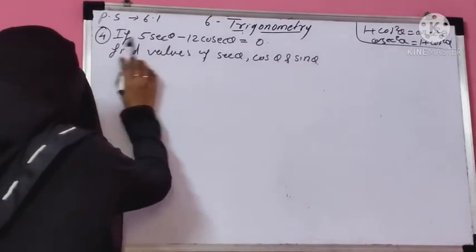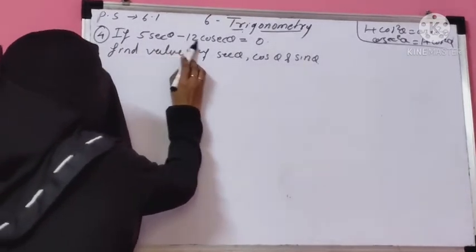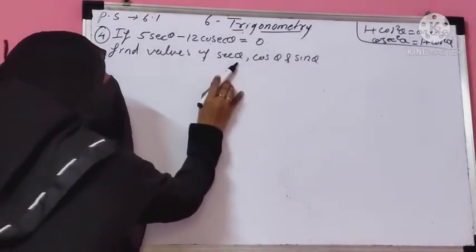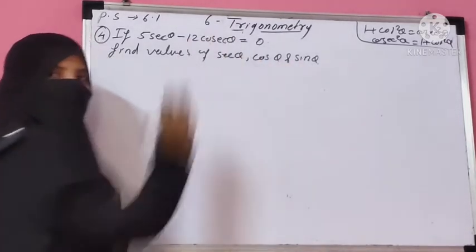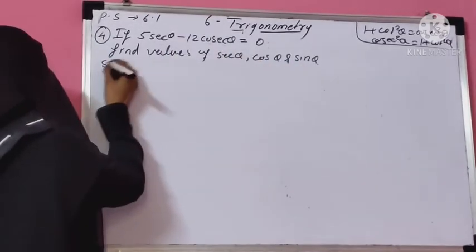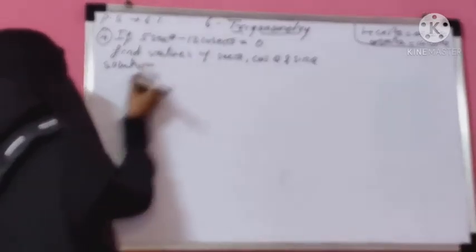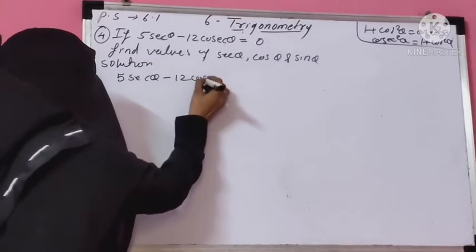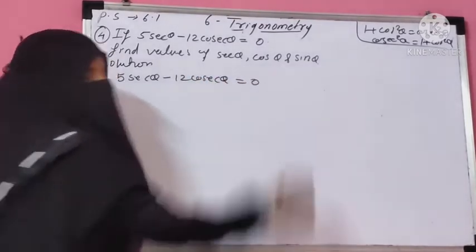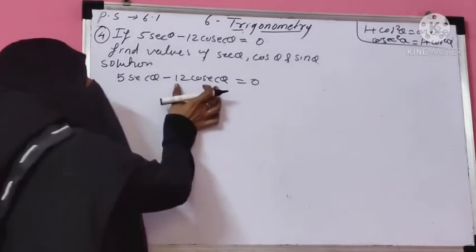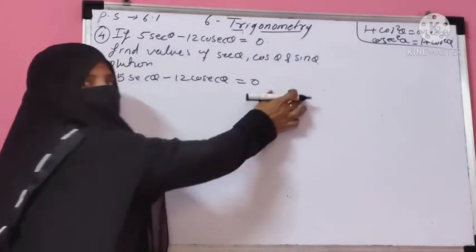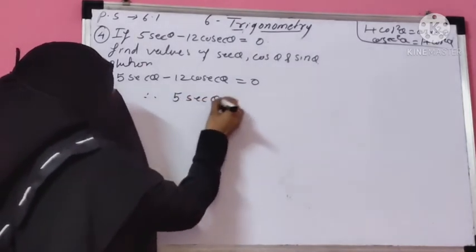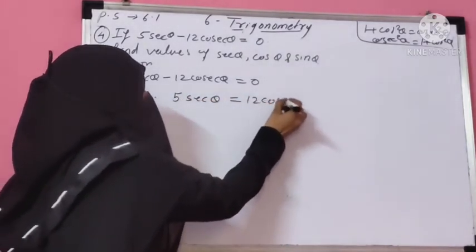Question number 4 is, if 5 times sec theta minus 12 times cosec theta is equal to 0, then you have to find the values of sec theta, cos theta and sin theta. So let's start with the given solution. Given is 5 times sec theta minus 12 times cosec theta is equal to 0. So minus 12 times cosec theta on the right hand side is plus 12 times cosec theta. So therefore 5 times sec theta is equal to 12 times cosec theta.